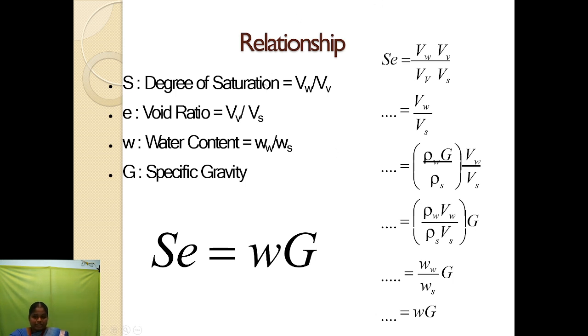Relationship between degree of saturation and specific gravity. Degree of saturation is the ratio of the volume of water to the volume of voids. Void ratio is the ratio of the volume of voids to the volume of solids, and water content is the ratio of the weight of water to the weight of solids. The relationship between degree of saturation, void ratio, water content, and specific gravity gives the equation S e = w G. That equation is used for the problems.